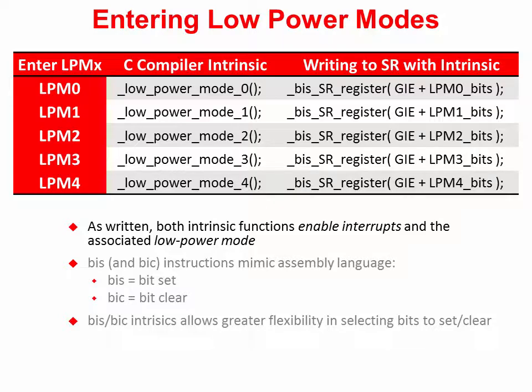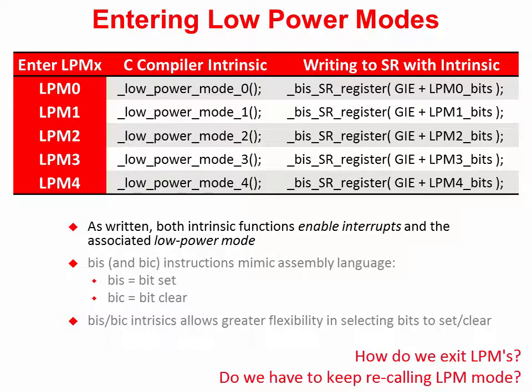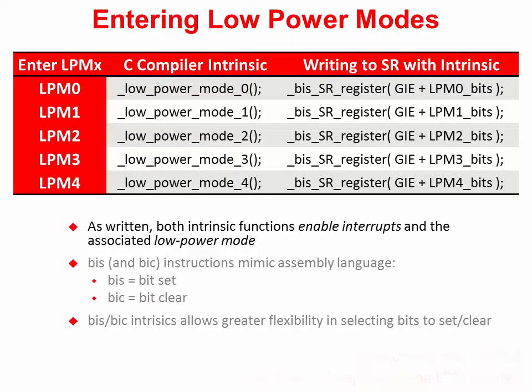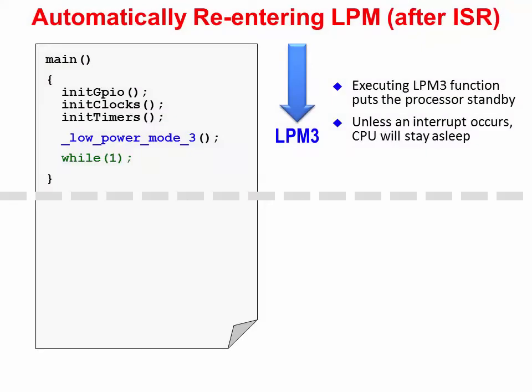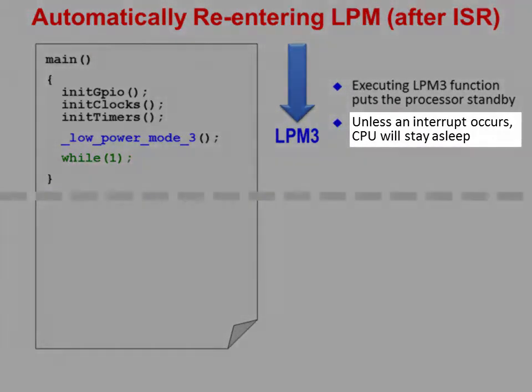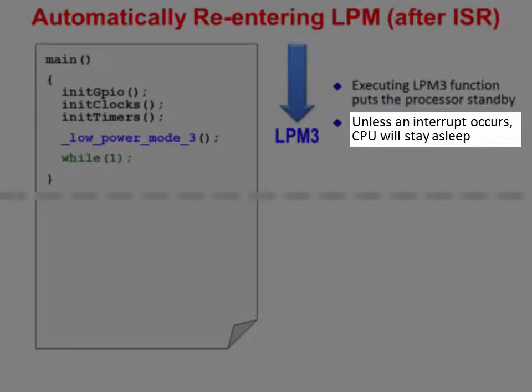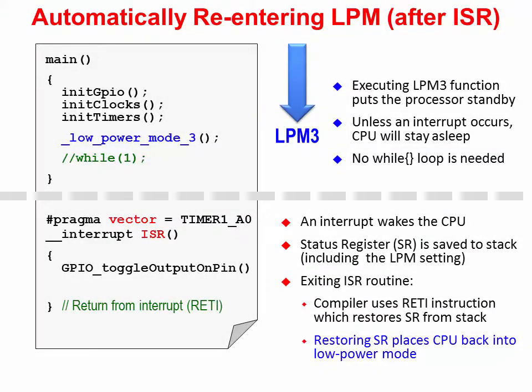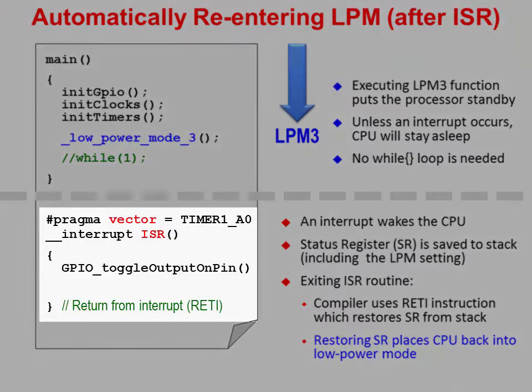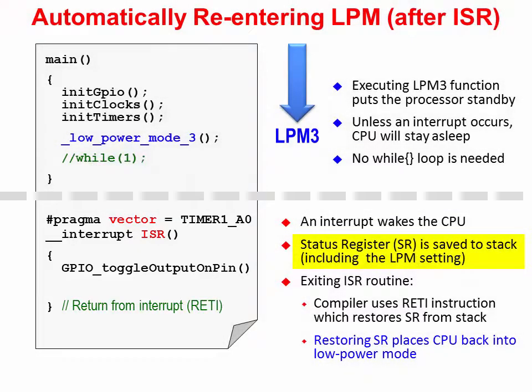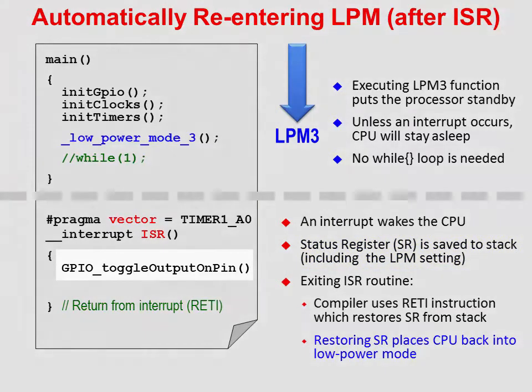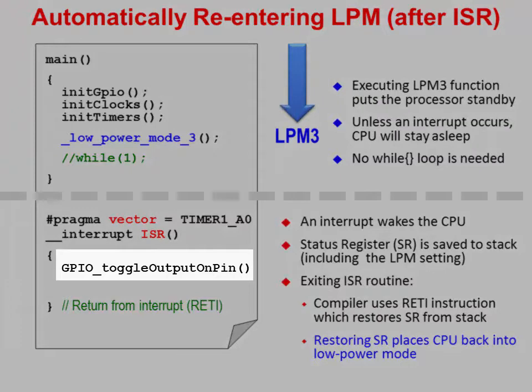Okay then, how do I exit low power mode? And can I automatically re-enter LPM, or do I have to keep explicitly calling one of the low power mode functions? As we see in this example, once we place the CPU into a low power mode, such as LPM 3, it will stay there forever. Well, that is until an interrupt occurs. When an interrupt wakes the CPU, the processor leaves the low power mode and enters an interrupt service routine. In the ISR, the MSP430 automatically saves the status register and program counter and then returns to the active mode, turning on whichever clocks were shut down by the low power modes. It then executes the appropriate interrupt service routine.